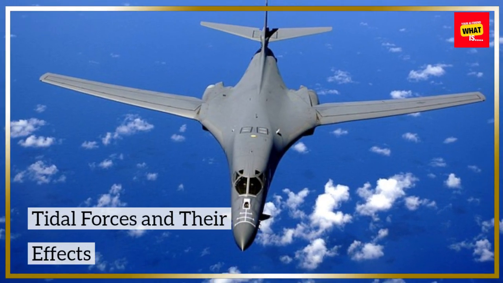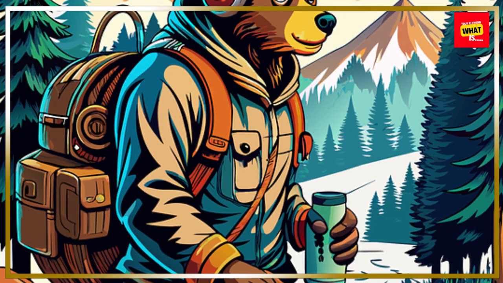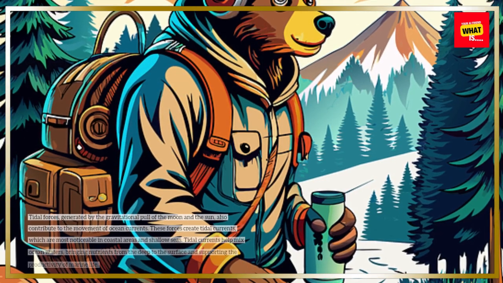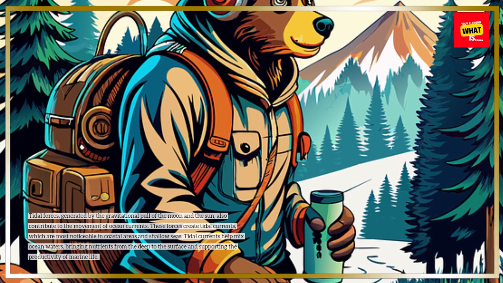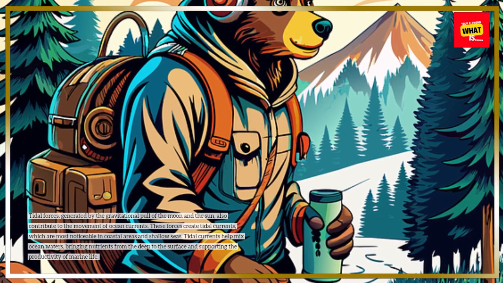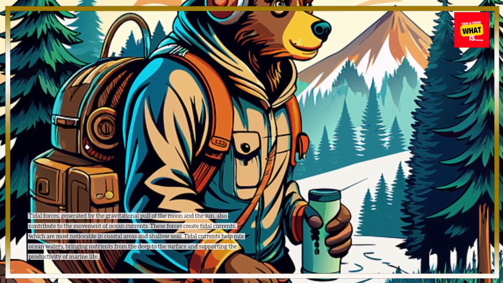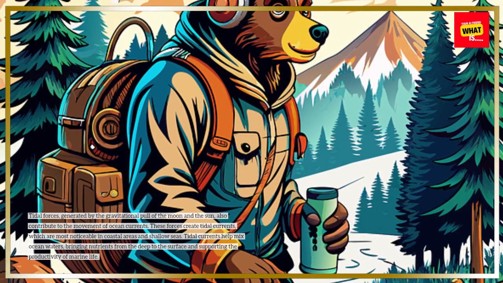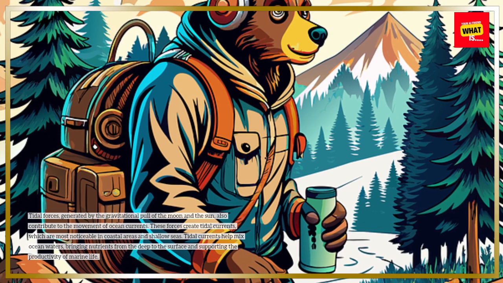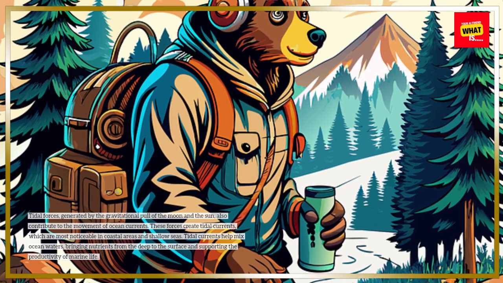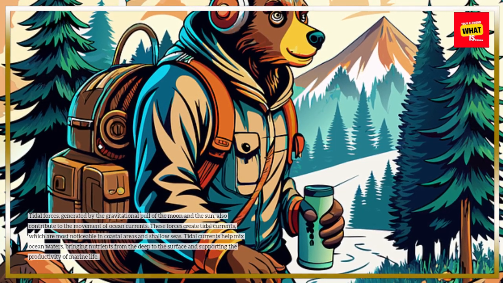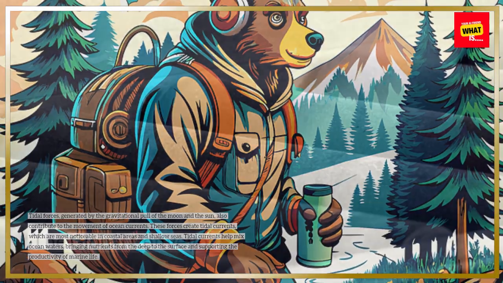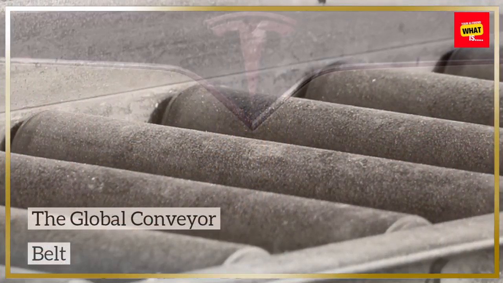Tidal forces and their effects. Tidal forces, generated by the gravitational pull of the Moon and the Sun, also contribute to the movement of ocean currents. These forces create tidal currents, which are most noticeable in coastal areas and shallow seas. Tidal currents help mix ocean waters, bringing nutrients from the deep to the surface and supporting the productivity of marine life.